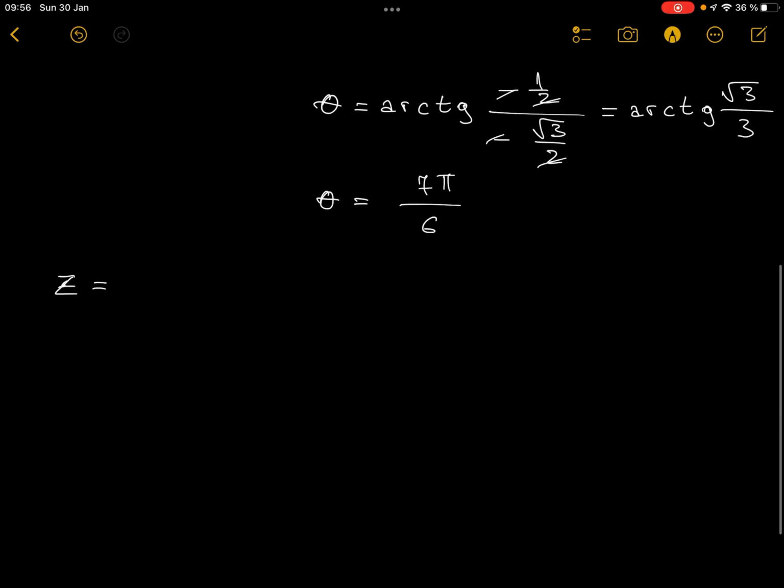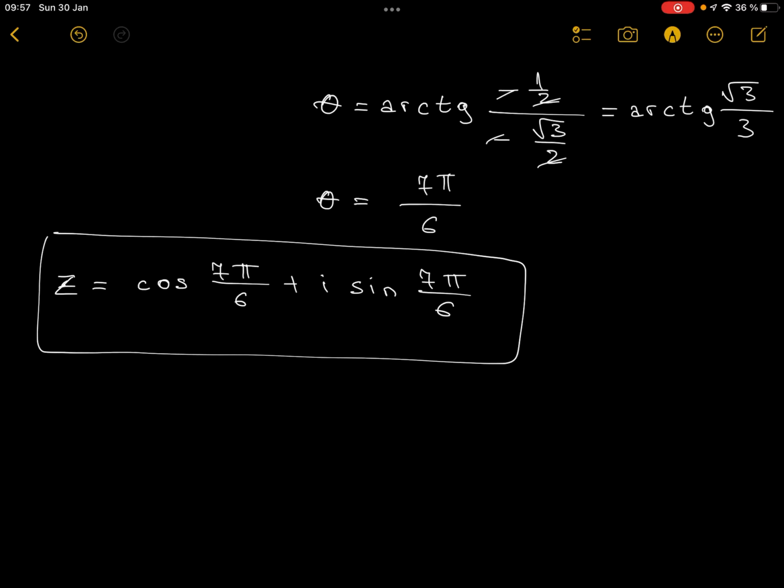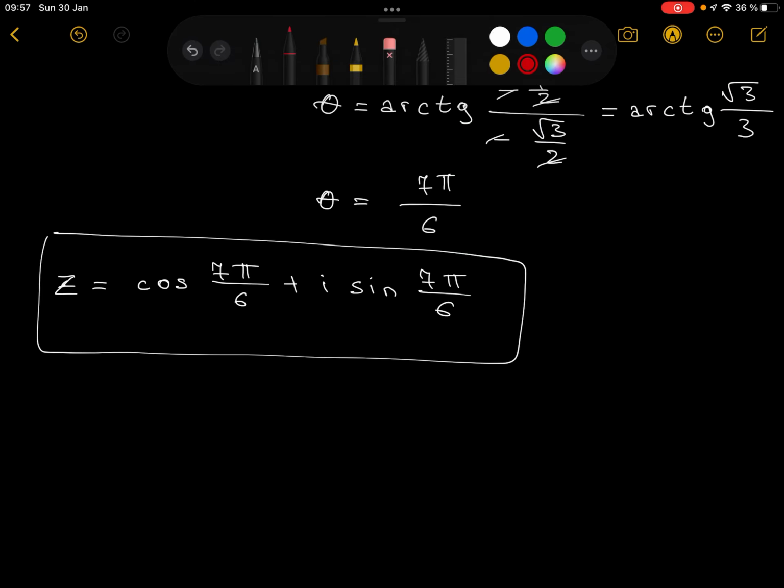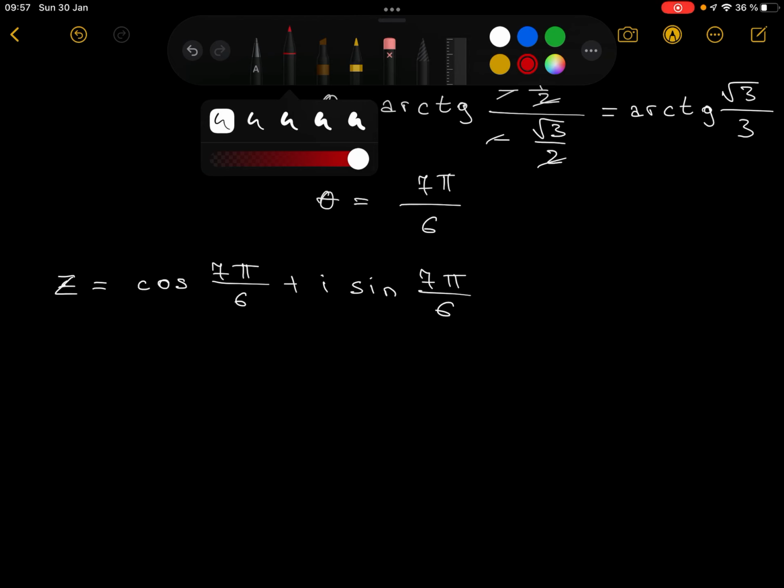So in other words, z is equal to cosine of 7 pi over 6 plus i times the sine of 7 pi over 6. And that is our final answer to this video.